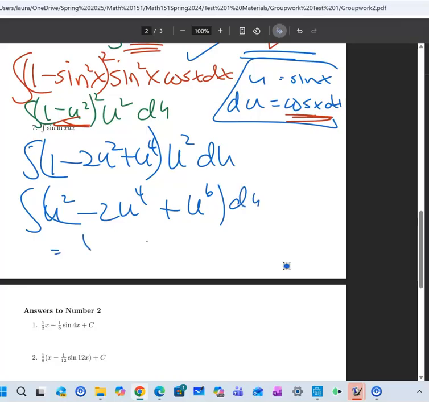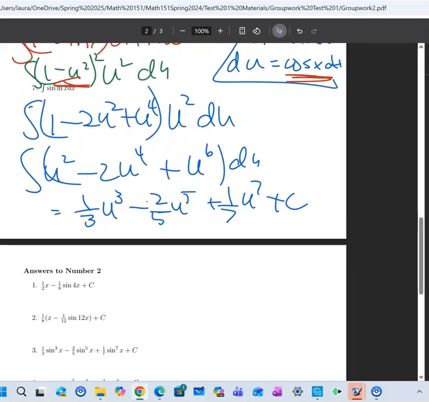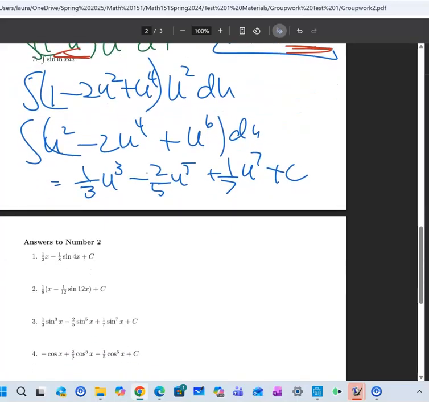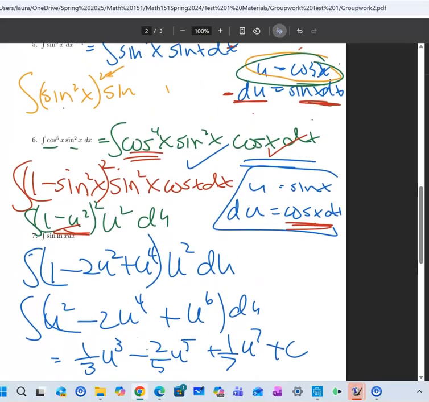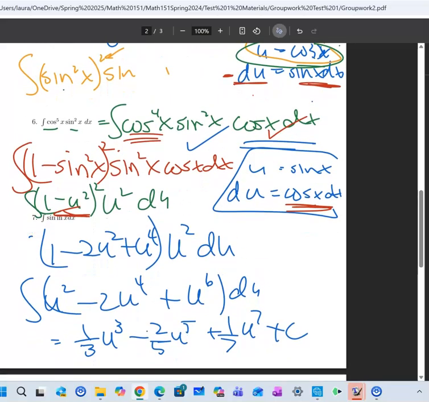exponents, right? So then I would get 1/3 u cubed, minus 2/5 u to the fifth, plus 1/7 u to the seventh. And then you would put the x's back in, which were this sine. So 1/3 sine cubed of x minus 2/5 sine to the fifth of x plus 1/7 sine to the seventh of x plus a c. All right, so let's go back and just got a couple more here.